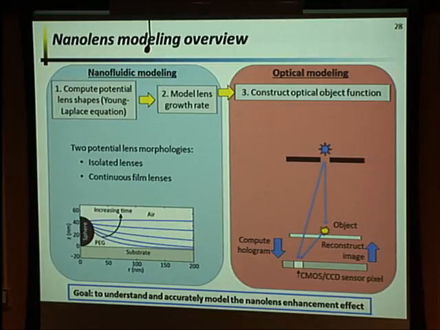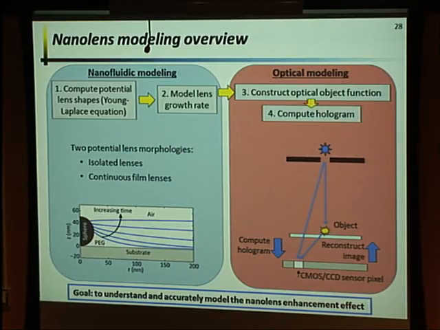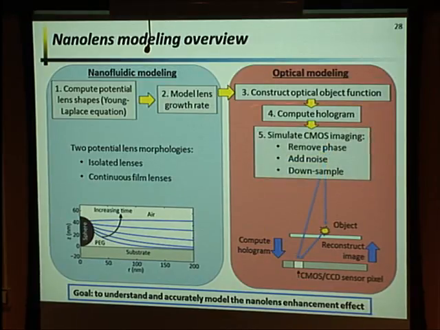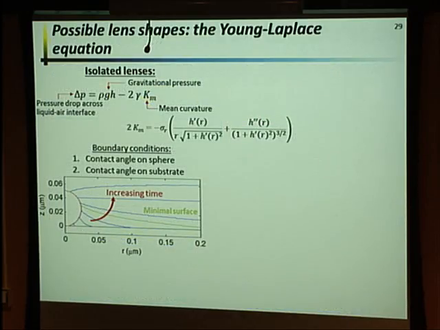We're going to construct an optical object function, so we're going to assume that this is a phase object, and we're going to construct its optical properties. We're going to compute the hologram we would expect to see on our CMOS sensor, simulate what we'd expect to see experimentally by removing the phase, adding some noise, downsampling, and then reconstructing, and then compare the results of this model and this simulation with what we see experimentally. I'm going to go through each one of these steps in a little bit of detail.